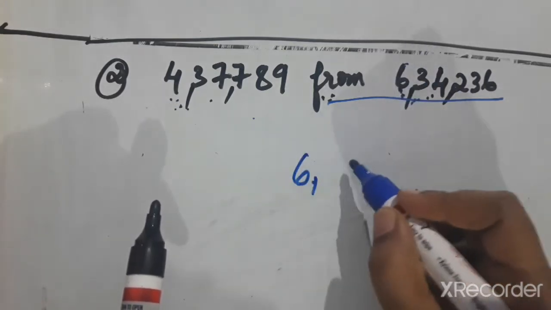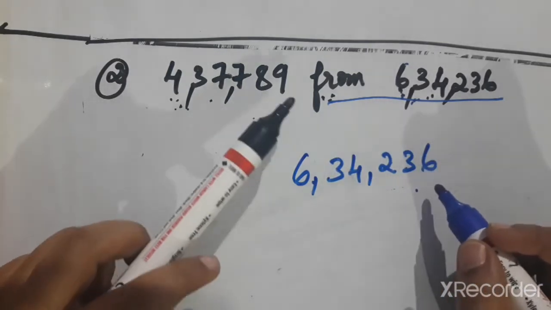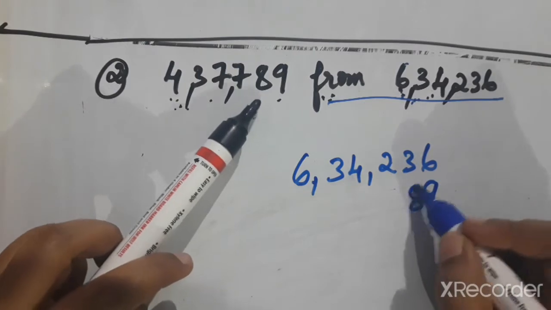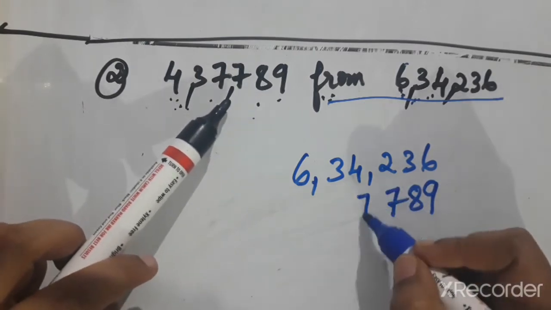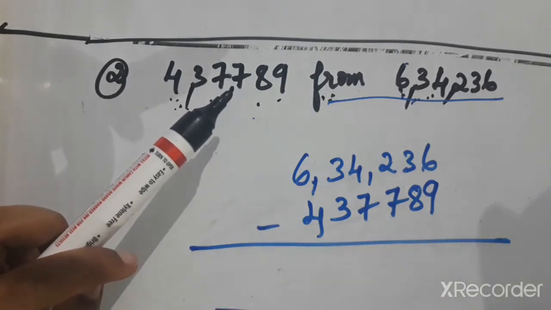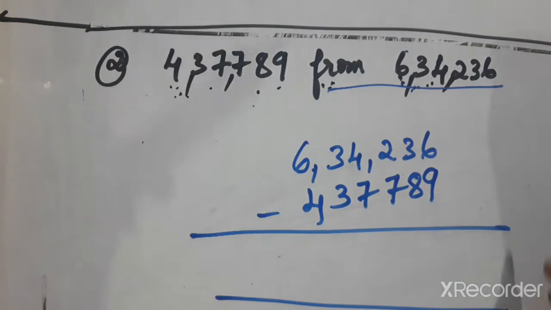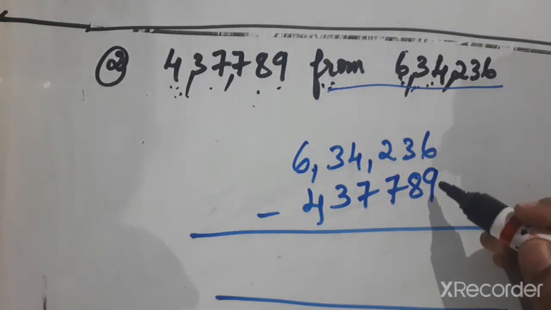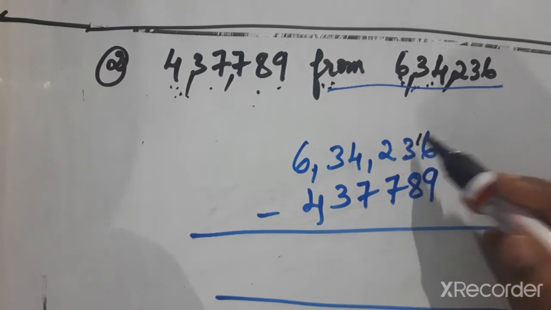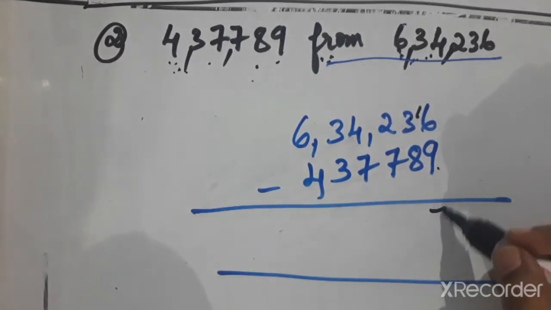So write 6,34,236 and 4,37,789. We have to subtract it. No symbol means plus symbol is there. Now we have to subtract. 6 minus 9 we can't subtract. Borrow 1 from the next number. So it becomes 16. 16 minus 9 means 7.